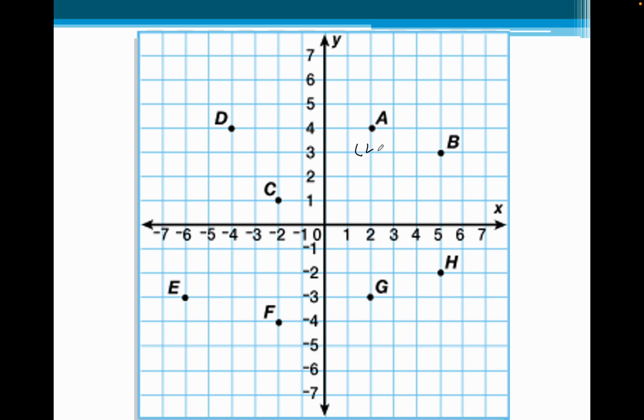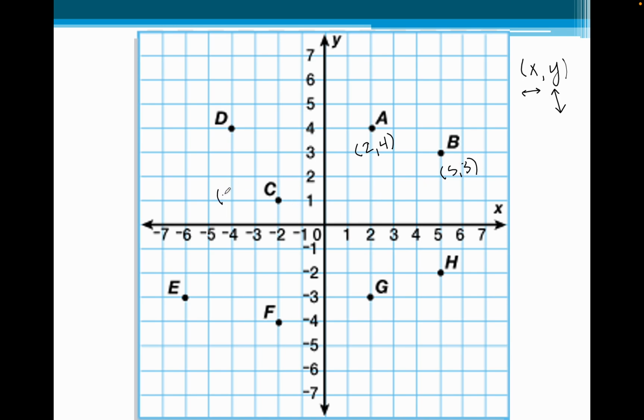Point A is at coordinate 2, 4. Remember, the x-coordinate comes first and the y-coordinate comes second. The x-axis is the horizontal or side-to-side axis, and the y is up or down, vertical. B is at point 3.